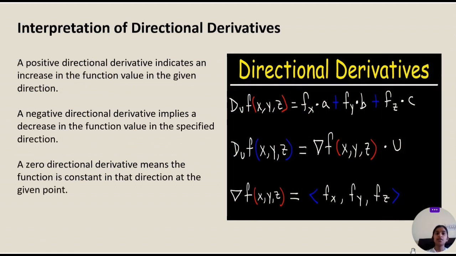Next, interpretation of directional derivatives. A positive directional derivative indicates an increase in the function value in the given direction. A negative directional derivative implies a decrease in the function value in the specified direction. A zero directional derivative means the function is constant in the direction at a given point. So the positive directional derivative indicates an increase in function value. If a negative directional derivative is given, it indicates a decrease in function value. If the directional derivative is zero, the function is constant, there is no increase or decrease in the function.